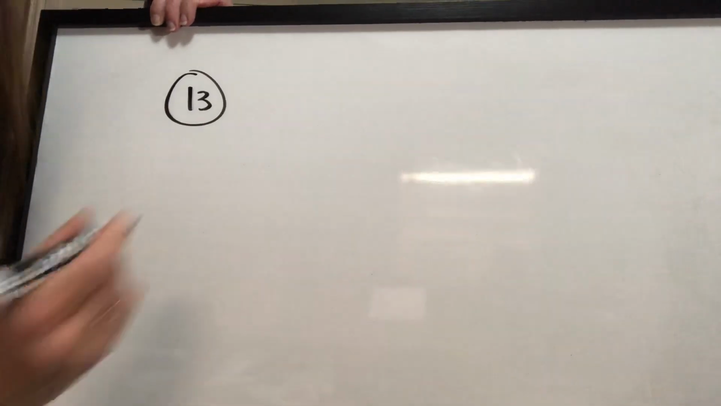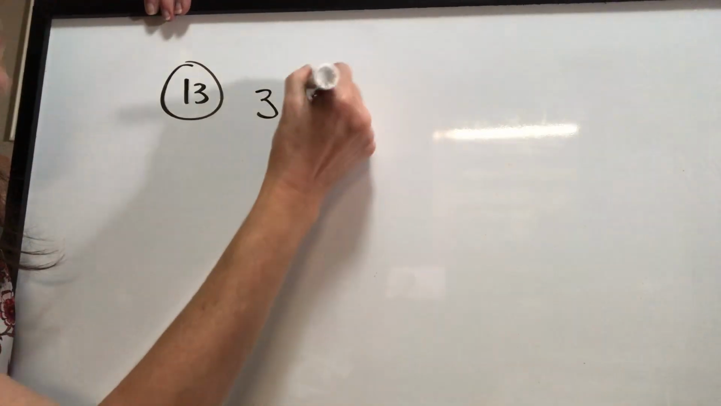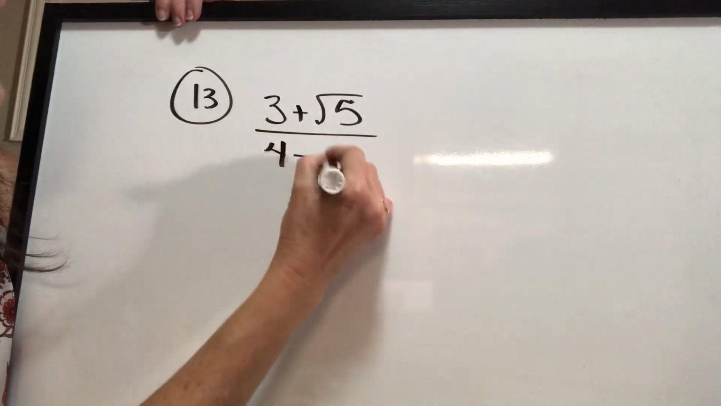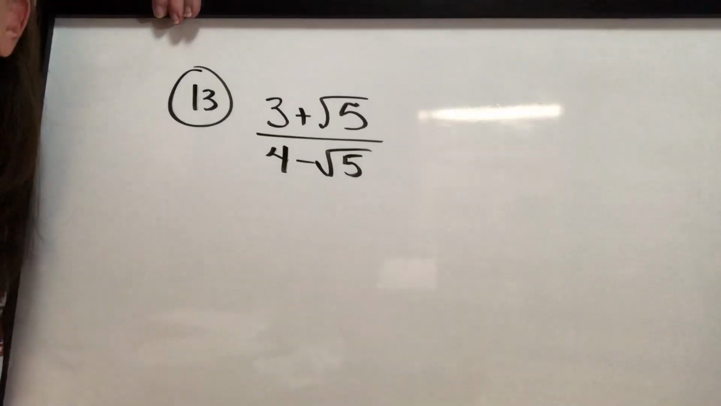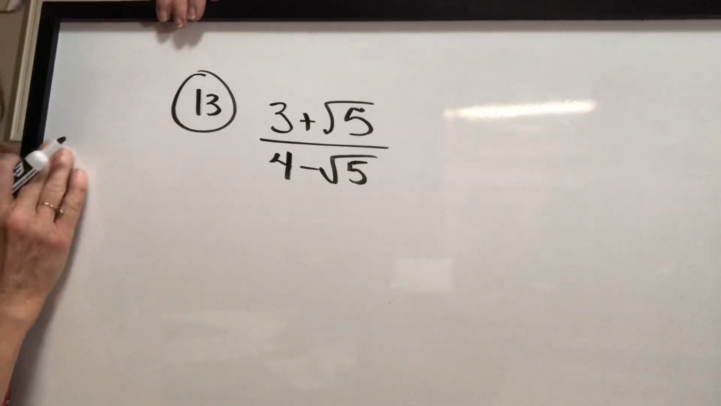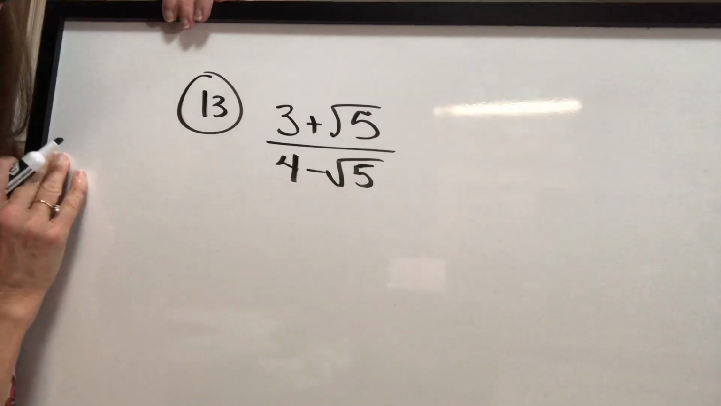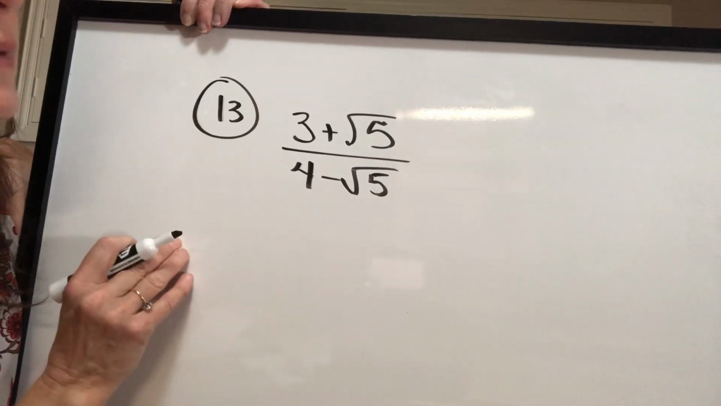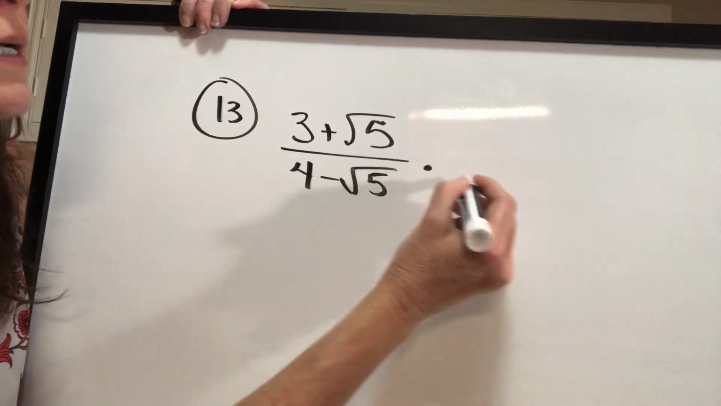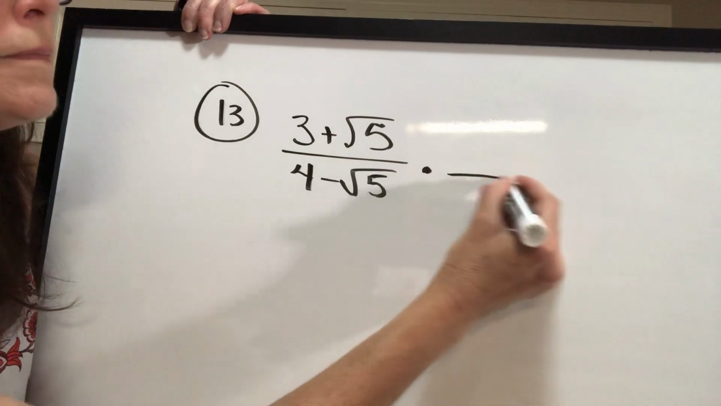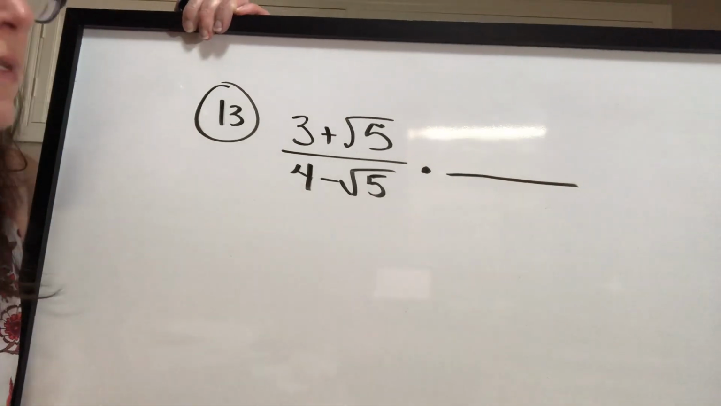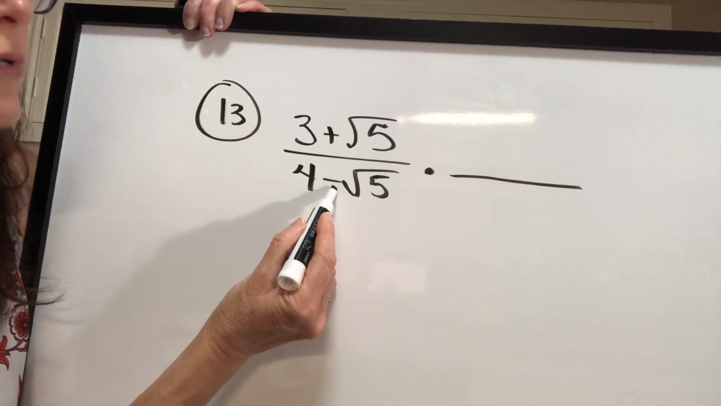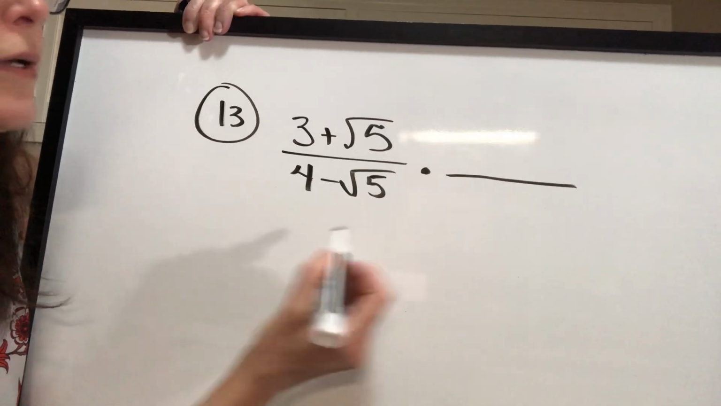Okay. So we've got 3 plus the square root of 5 over 4 minus the square root of 5. Okay, so the rule is that you cannot leave a radical in the denominator of a fraction. It's not considered simplified. So we're going to get rid of it by multiplying by its conjugate. So you're going to multiply the numerator and denominator by the same thing. So the only thing you change is the number between the two numbers. So that minus sign is now going to be plus.